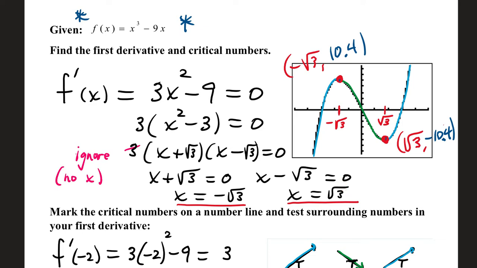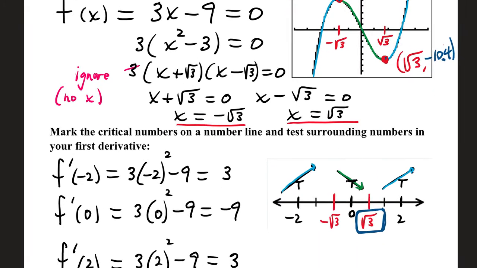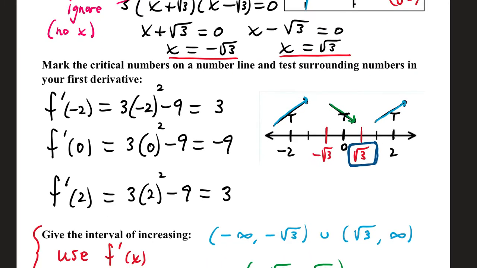Critical numbers mark the x values of hilltops and valley floors. From the graph to the right, we can see that negative square root of 3 is the x value for a hilltop. Positive square root of 3 is a critical number, and it marks the x value of the valley floor. When you mark your critical numbers on a number line, you want to test around and between the critical numbers. That's because we want to know the behavior of the graph anywhere around and between the criticals.